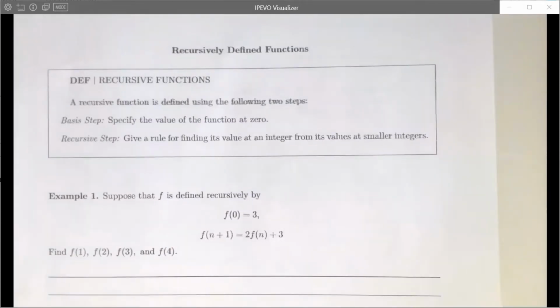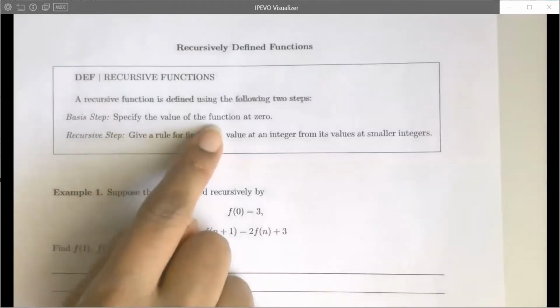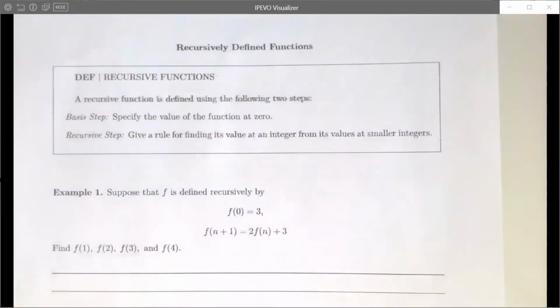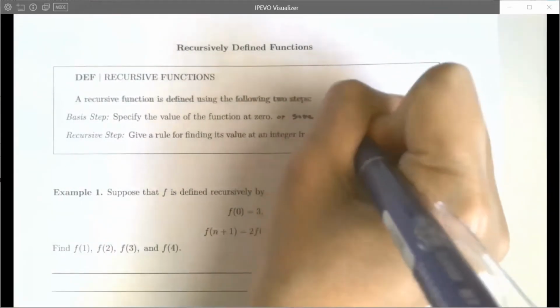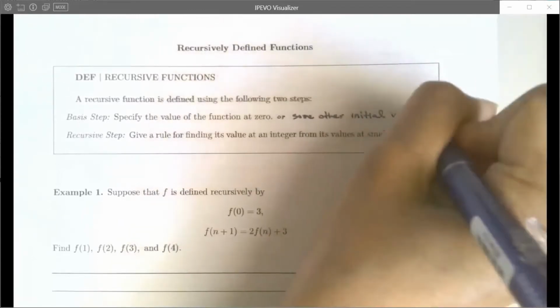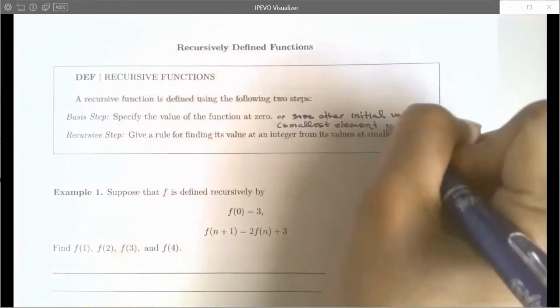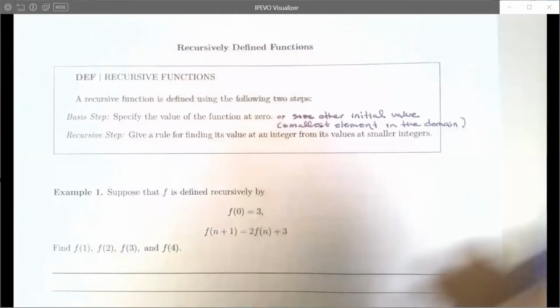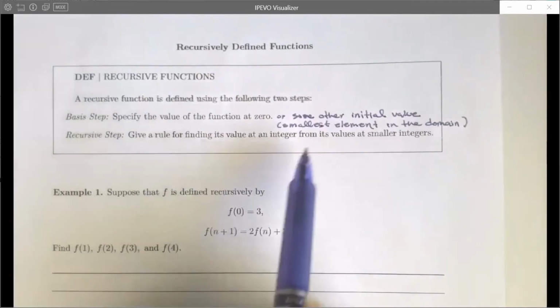But in the meantime, in order to get to that point, let's go ahead and take a look at basic recursive functions. So a recursive function is defined using two steps. There is the basis step, which specifies the value of the function at 0, and I will add, it could also be at some other initial value. It's usually going to be the smallest element in the domain of the function. And then there's a recursive step, where we give a rule for finding the value of the function at integers that are greater than the initial value.